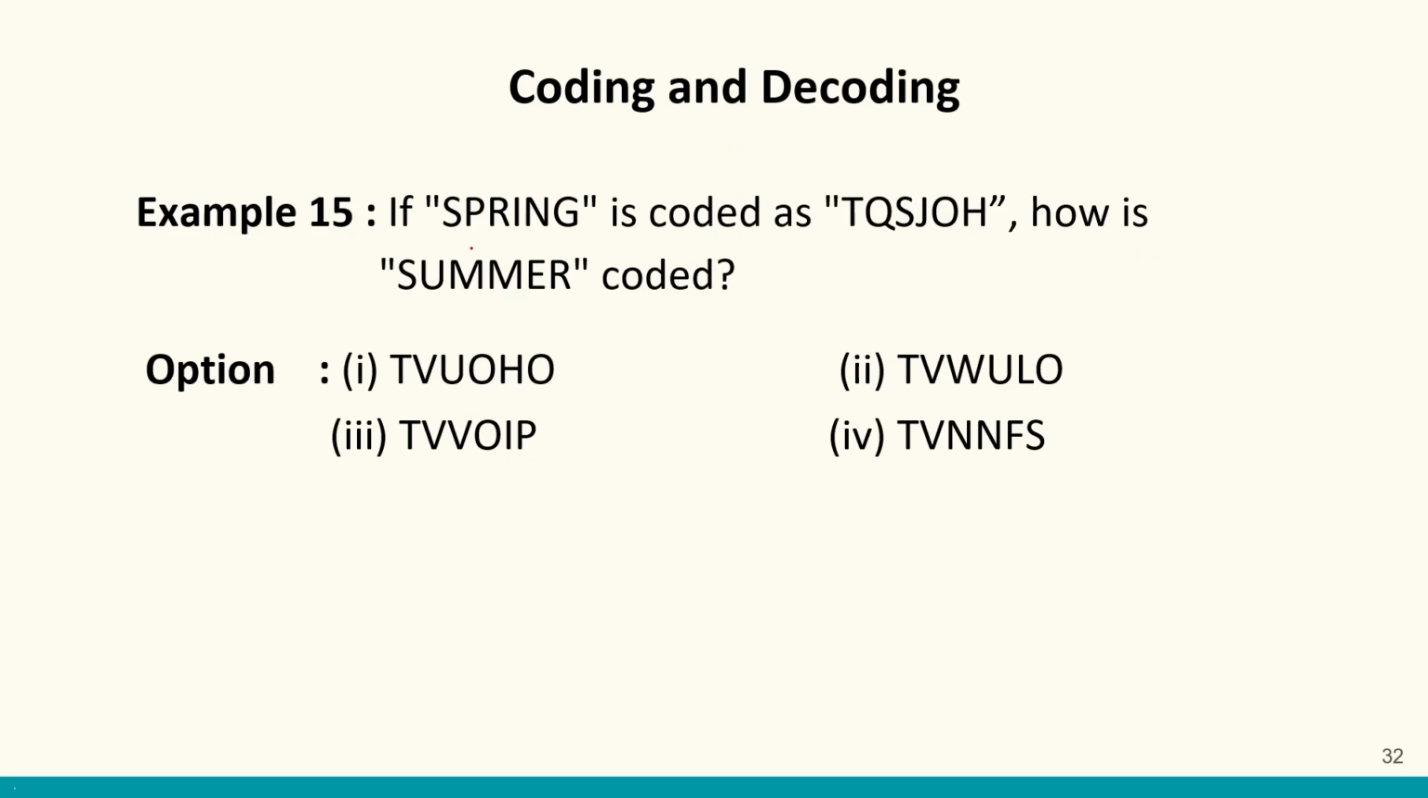Then again, spring is coded as this. We have to find the code for summer. So here I can see ST plus 1, PQ plus 1, RS plus 1, IJ plus 1, NO plus 1 and GH is also plus 1. So basically we are increasing each term by one position. So we'll do the same thing for summer. STUV, after M we'll get N, E, F, and after R we'll get S. So our answer will be TVNNFS, which is option number 4. So option number 4 will be the correct answer.